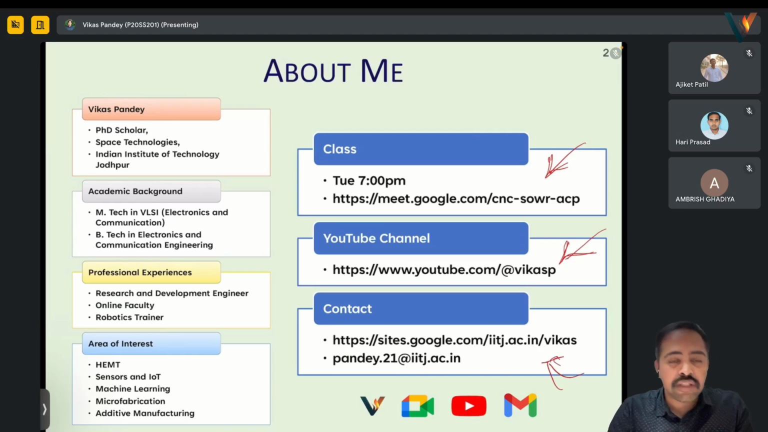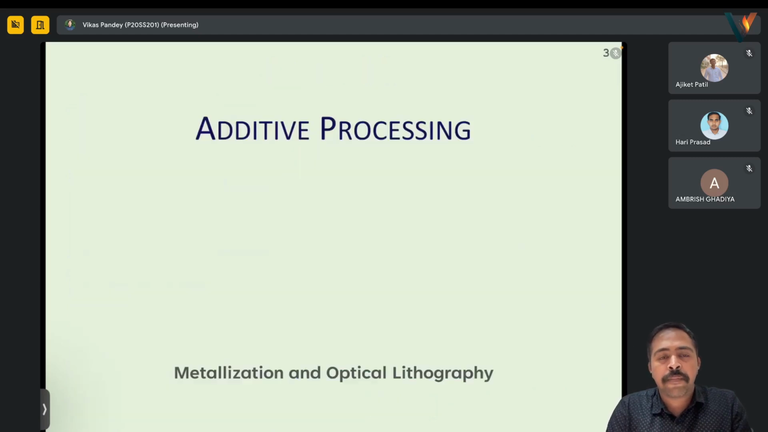So before starting the topic, that is metallization and optical lithography, we will just be starting optical lithography. I would like to ask if you have any questions, you can ask or we can discuss, and then we will move forward to the topic. Yes, any questions?